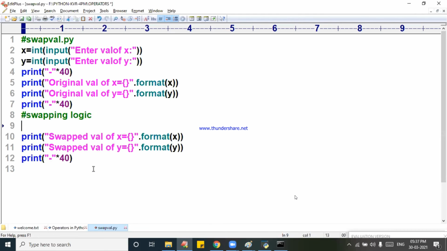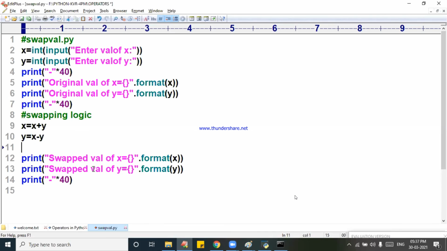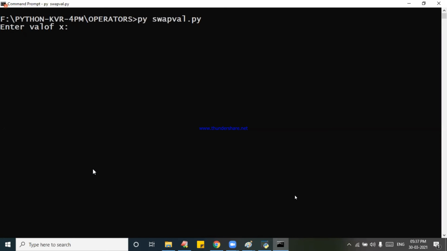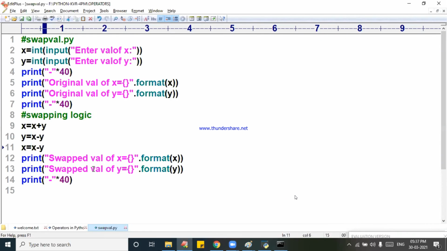One more logic we can do: x is equal to x plus y, y is equal to x minus y, x is equal to x minus y again. This you already learned in C language. That was by using 3 variables; now I am using 2 variables only. You execute this. See, 10, 20, I got 10, 20, 20, 10. This is the third logic.